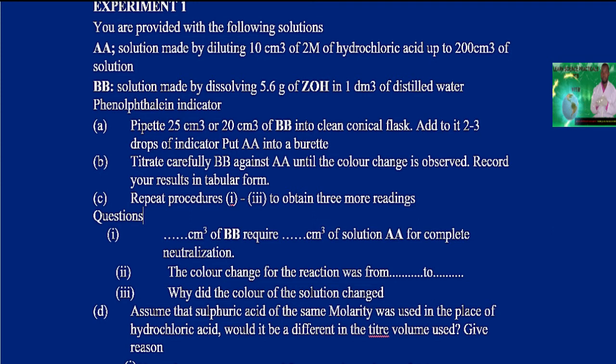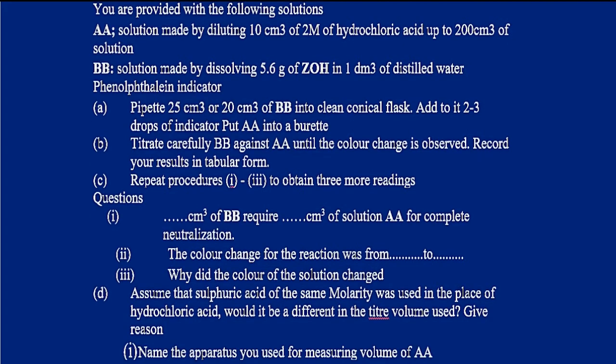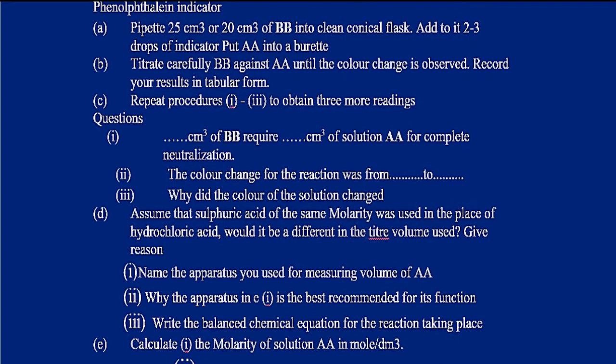Then after that, you are supposed to titrate B against A until you observe the color change. Remember that you have a POP indicator. Then you are supposed to repeat the procedure in order to get at least 3 more readings of the burette. So you perform titration 1, 2, 3. Then when you add the pilot, you almost have 4 data. Then you see the questions after the procedure, after titration.